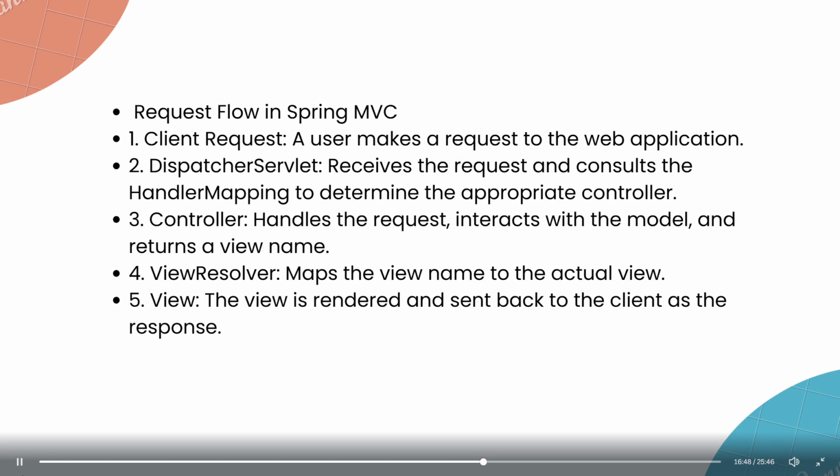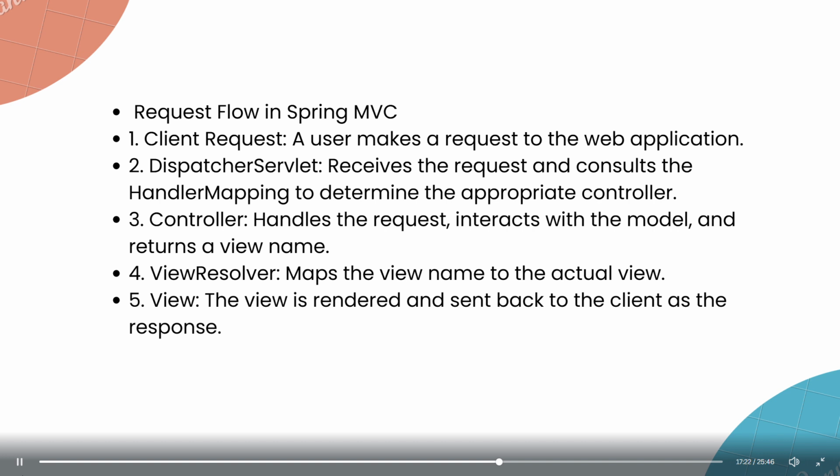Request flow in Spring MVC. It represents how a user's request is processed and responded to. Client request. A user sends an HTTP request to the web application to access a resource or perform an action. Dispatcher servlet. It acts as a front controller. It intercepts the incoming request and routes it to the appropriate handler. Controller handles the request, interacts with the model, and returns a view name.